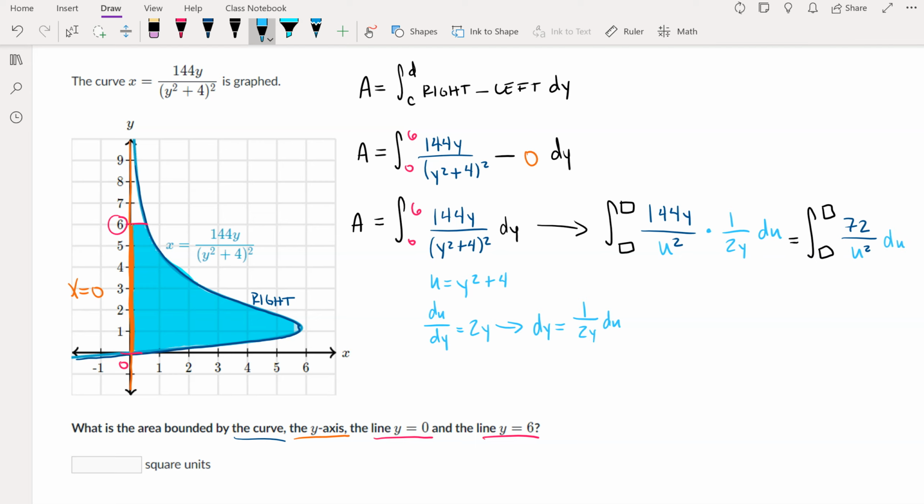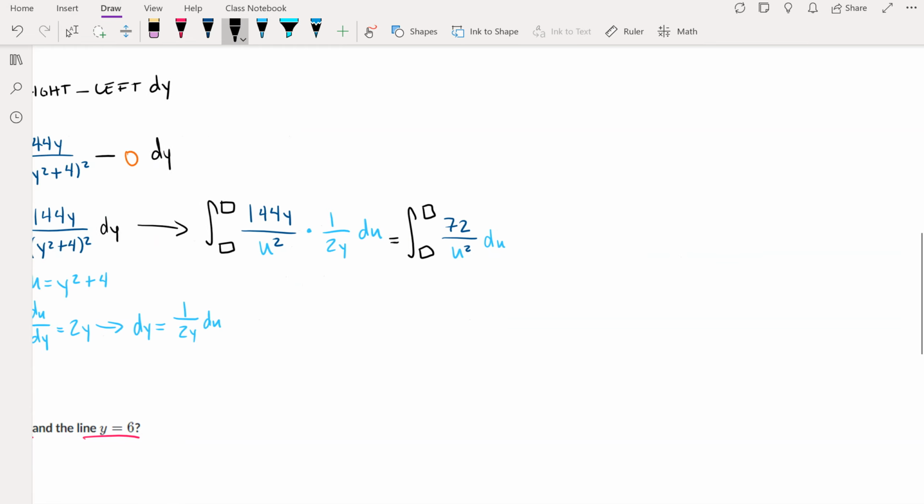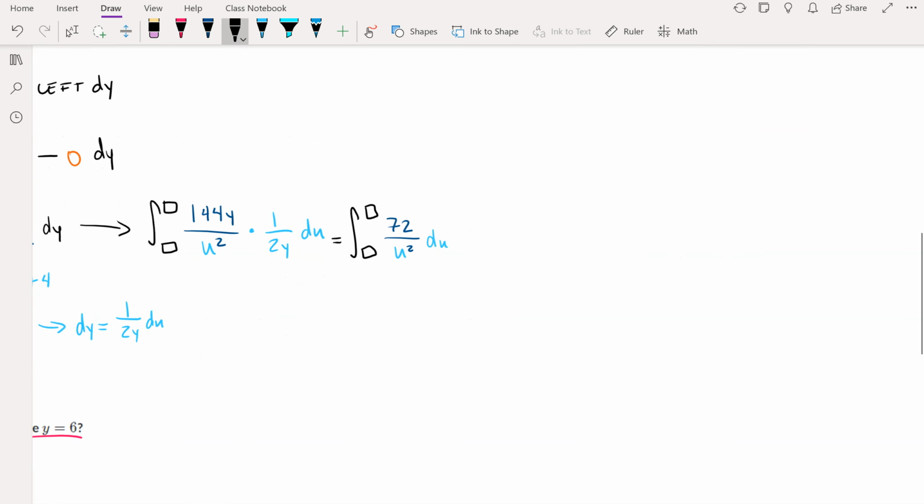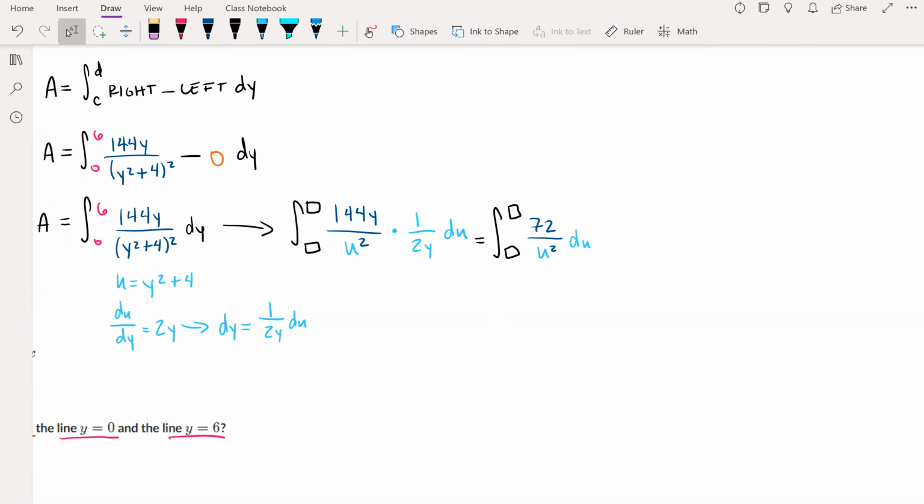Okay, sweet. And now we're ready. Oh, we're not quite ready to integrate. Let's rewrite it. I'm actually going to go to the right over here because we're about to do a bunch of integration. I'll leave this up. There we go. Equals the integral, I want to rewrite this as 72 u to the negative 2 du. Cool. Now I'm ready to integrate it.